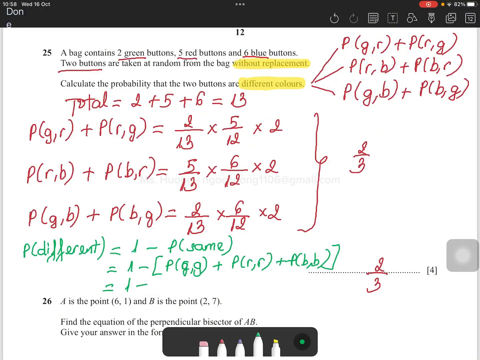which is, you know that both green means 2 out of 13 multiplied by 1 out of 12. Both red means 5 out of 13 multiplied by 4 out of 12. Plus both blue means 6 out of 13 multiplied by 5 out of 12. And the answer is also 2/3.